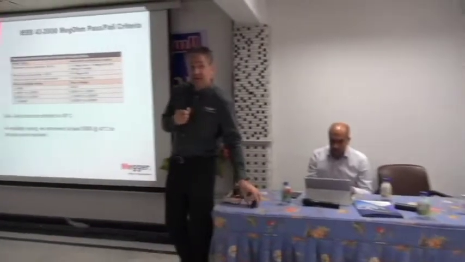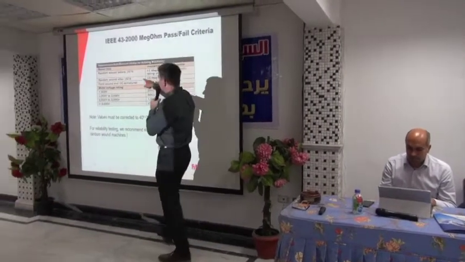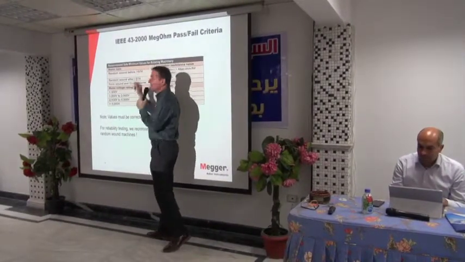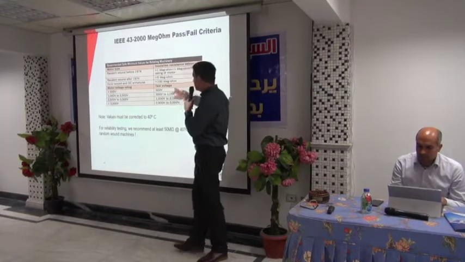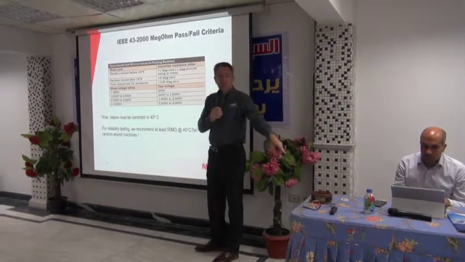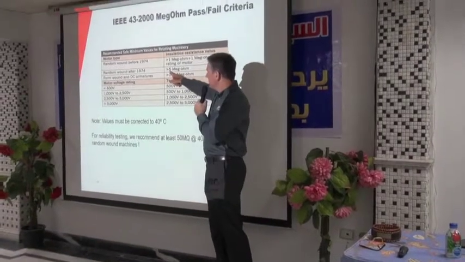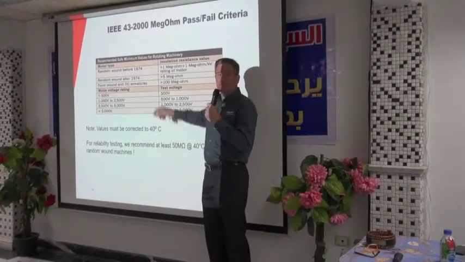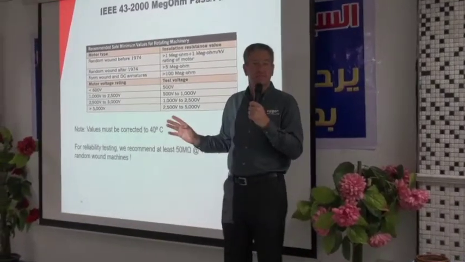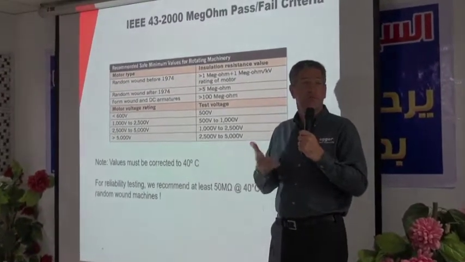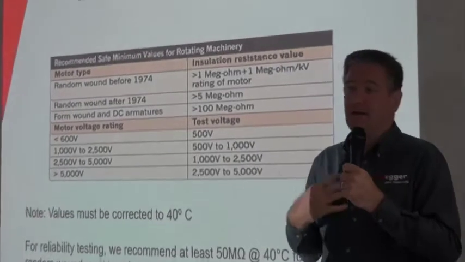So this is the standard. Recommended safe minimum megohm values. Okay, so my stator is random wound after 1974. So the standard says 5 megohms is safe. Okay, do you agree? I don't agree.